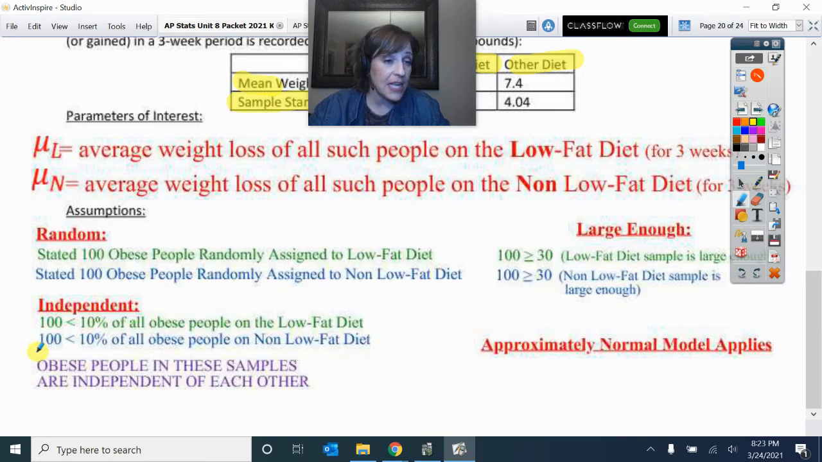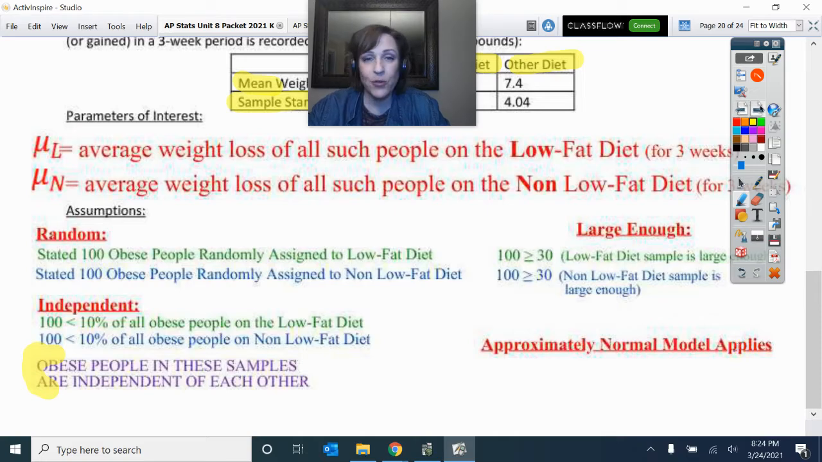And then look here, here's my important thing for 2. Independent means that the obese people in these 2 different samples are independent of each other. So nobody's in both groups. All right, so for large enough, it is. So we have 100 is greater than or equal to 30 in the low-fat diet sample, so it is large enough, and 100 is greater than or equal to 30 for the non-low-fat diet sample, so it is large enough. So the approximately normal model applies. Okay, we're good to go.